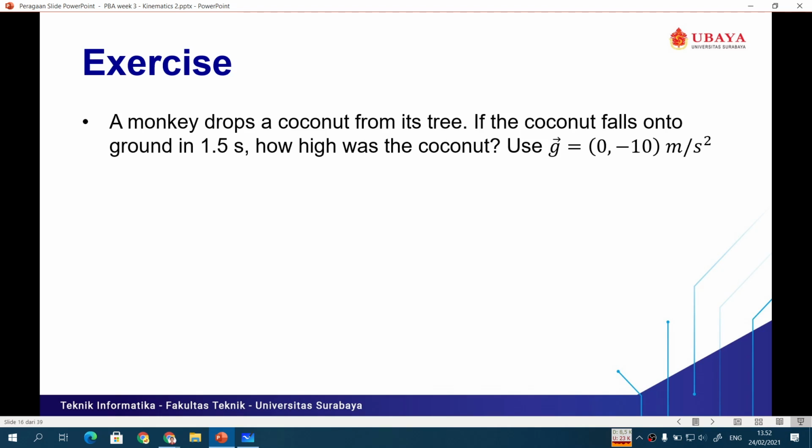Let's do another exercise here. Let's say a monkey drops a coconut from its tree. If the coconut falls onto the ground in 1.5 seconds, how high was the coconut? Let's use the integer value for g. Let's use g equals negative 10 meters per second squared.